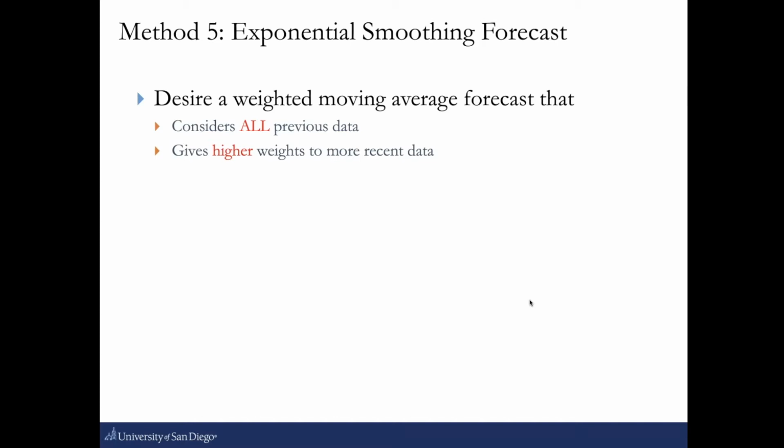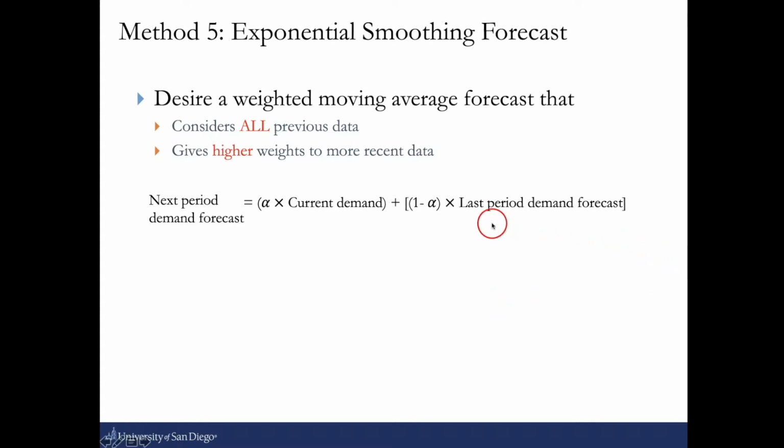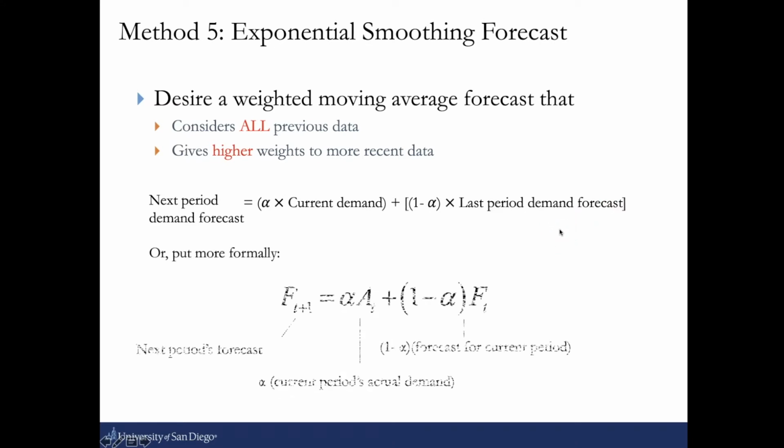And so in method 5, I introduced to you the exponential smoothing forecast method. Here, this method considers all previous data and gives higher weights to more recent data. So this is the general equation here. The next period demand forecast will be equal to alpha times the current demand plus 1 minus alpha times the last period demand forecast. More formally, this is the equation.